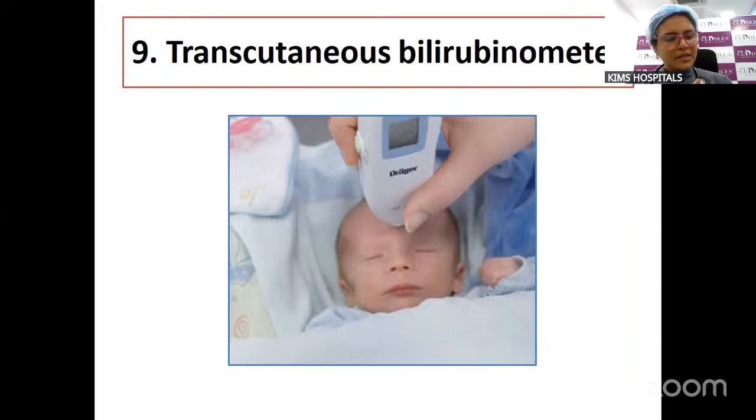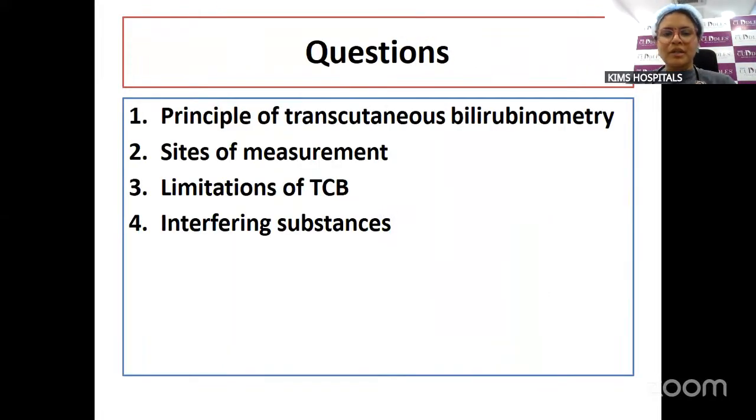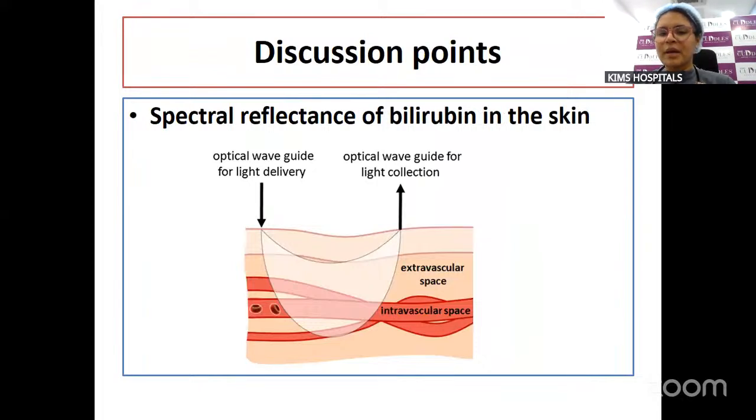The next device that we shall be discussing is the TCB, transcutaneous bilirubinometry, which works on the principle of spectral reflectance of bilirubin from the skin, wherein the optical wave that is delivered into the skin is reflected back, and based on the level or the concentration of bilirubin, the absorption can vary.